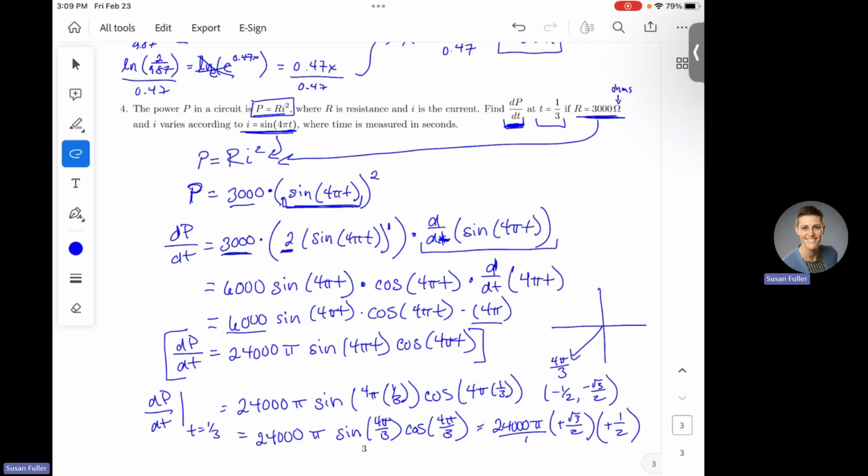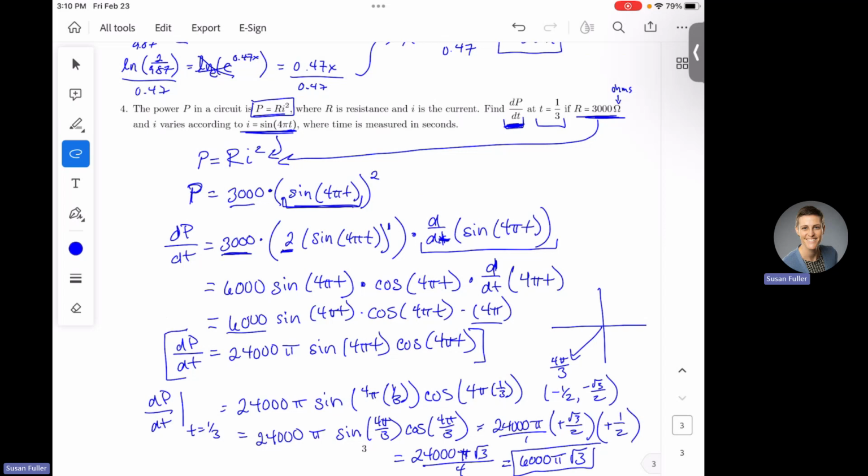And so when I multiply those, this becomes positive, and this is all over 1. So I'm going to get 24,000 pi times the square root of 3 all over 4, which when I simplify that, I get 6,000 pi times the square root of 3.